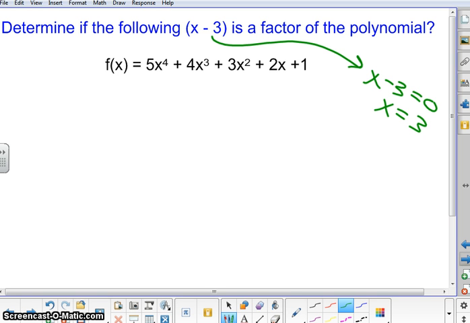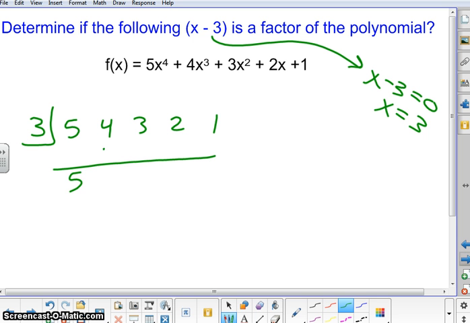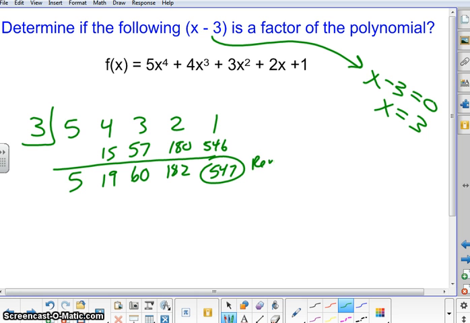So synthetic division, you put the 3 in and write all of the coefficients. And it looks like we are not missing anything. Drop the 5, 15, 19. Oh, this already is not looking like we're going to have an equal to 0. Okay, so that's going to equal 57. And then if you add those together, you get 60, 180, 182, 546, and 547. So that remainder is telling me that x minus 3 is not a factor. So x minus 3 is not a factor.